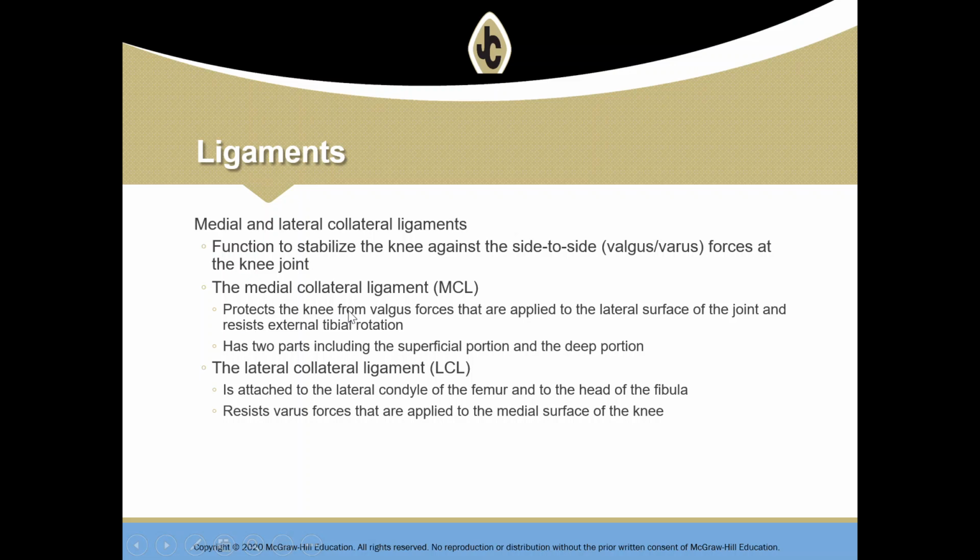So the medial collateral protects the knee from valgus stresses on the medial surface of the joint, and has two parts, including a superficial and a deep portion of it. And then the lateral collateral is attached to the lateral condyle of the femur and the head of the fibula, and resists varus, or a force going from the medial side outward.